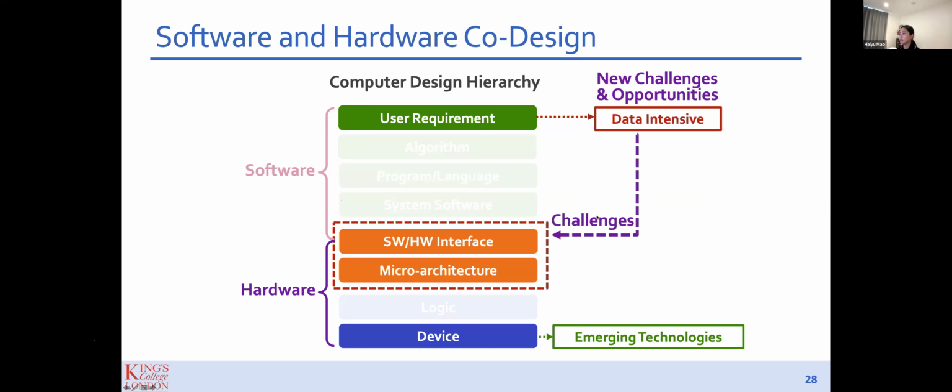So basically, the challenges put a lot of pressure on the traditional computer architecture design, and at the same time, the emerging technology provides more opportunities for architecture design. And these two sides affect each other, meaning that when we have more powerful technologies, we will develop more and more data-intensive applications. And at the same time, as we want to support data-intensive applications, we develop better technologies on the device side, right?